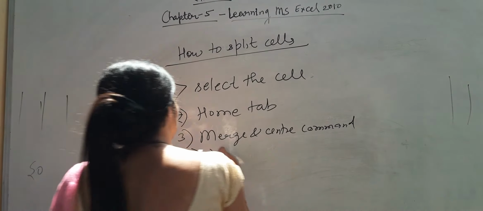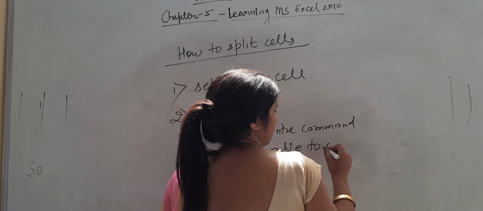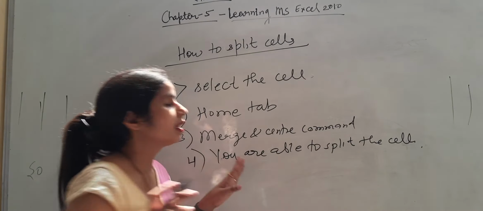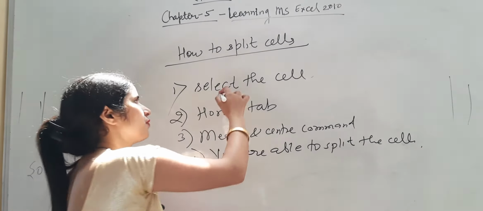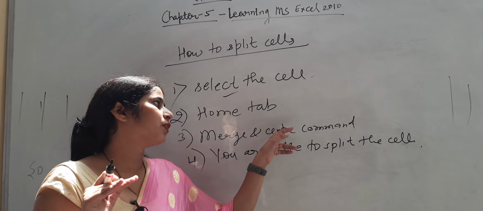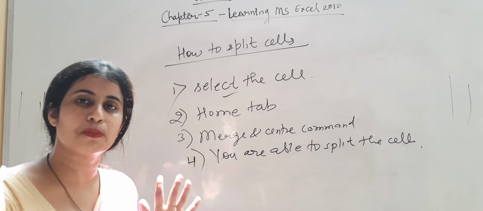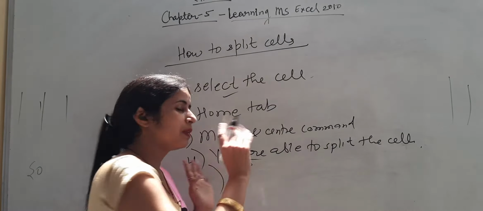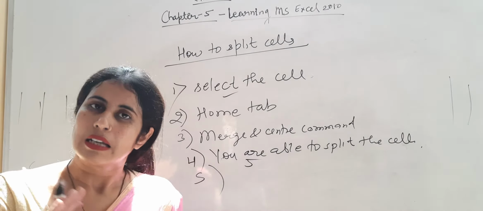Now you are able to split the cells. How? Here you have not selected a number of cells. Here you have selected only a single cell because you want to split it. Now when you click on the Merge and Center command, it will ask you in how many sections you want to split it. Suppose you have written here 5, so it will be split into 5 sections. So in this way you are able to split the cells.